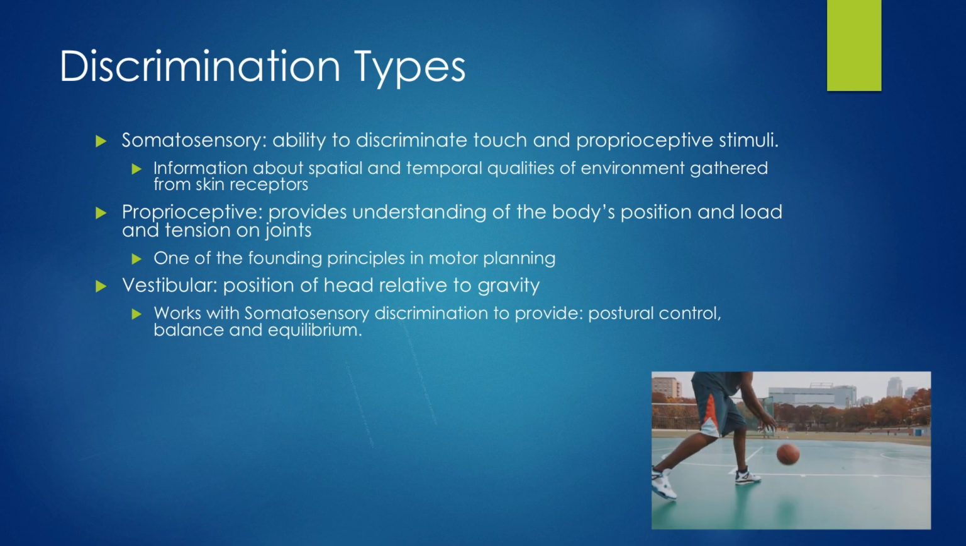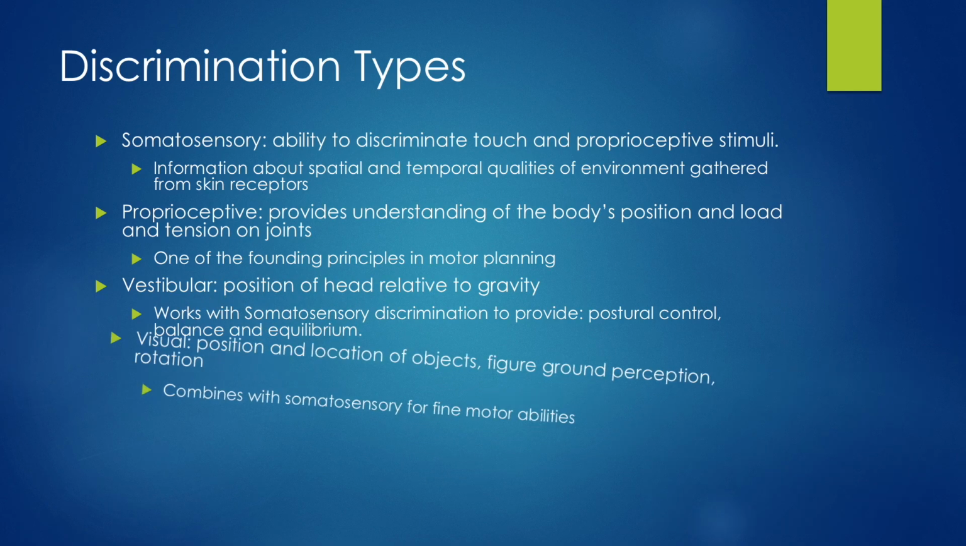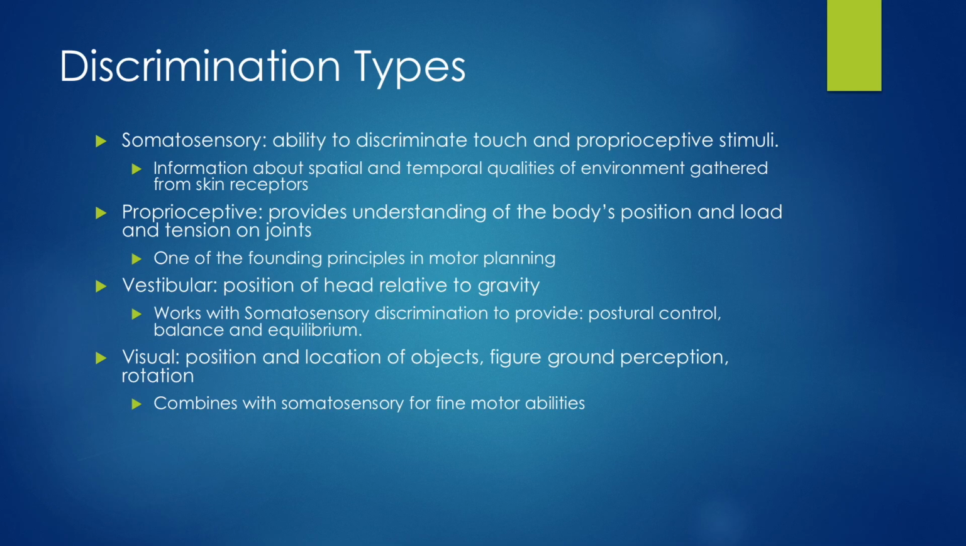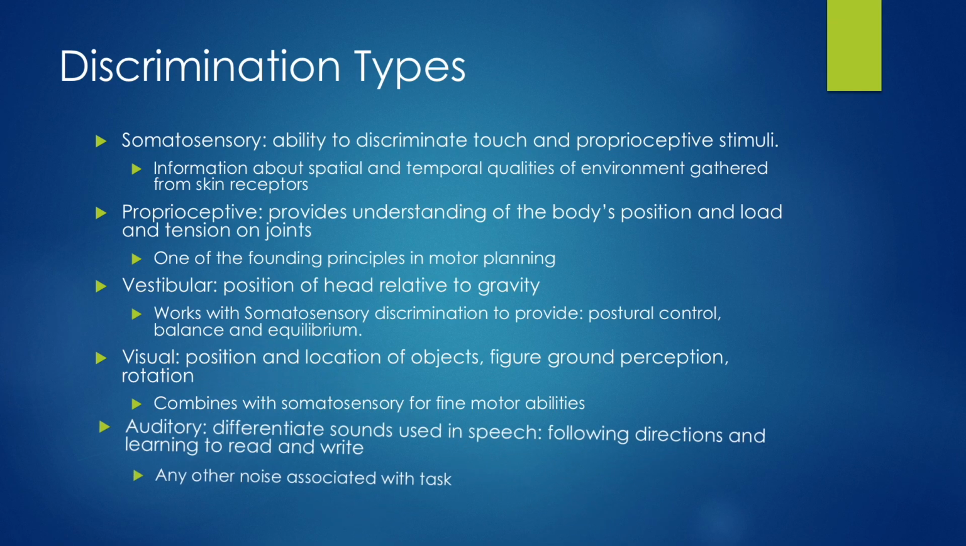The visual discrimination allows the individual to position themselves in the environment, as well as the location of objects and figures in their environment. This includes the movement of objects through a visual field. For example, if somebody is on a swing and they are going around in circles, the visual sense will be rotation. It combines the somatosensory and fine motor abilities.